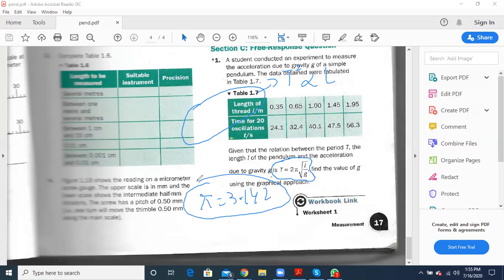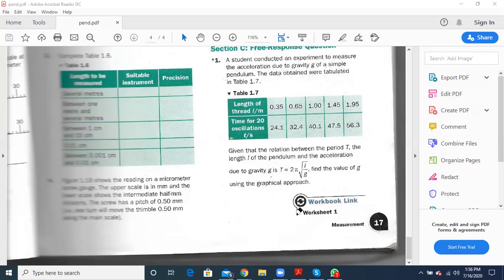What is g? Gravity. Acceleration due to gravity. Okay, we will study that thing. What you need to do for this question is just plot the graph only. For question number 1, you just need to plot a graph on a graph paper and see how the graph is made.